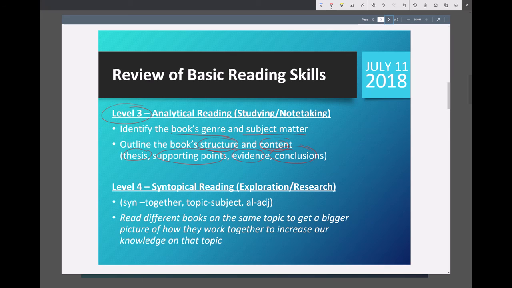So each article would have its own set of notes, its own set of structure, its own set of content, and your job in level 4 is to put them together. So here it reads, read different books on the same topic to get a bigger picture on how they work together to increase your knowledge or our knowledge of the topic.